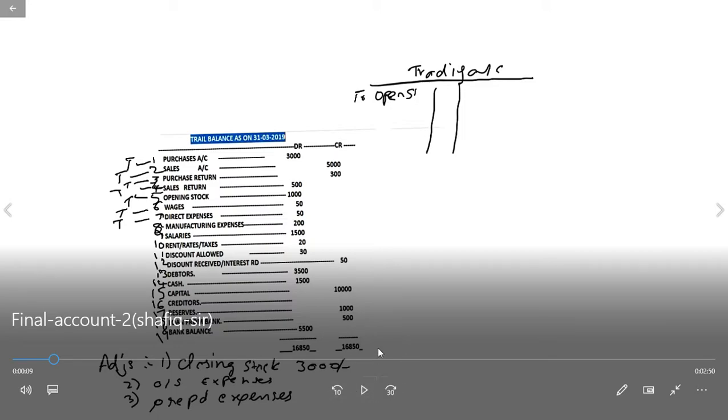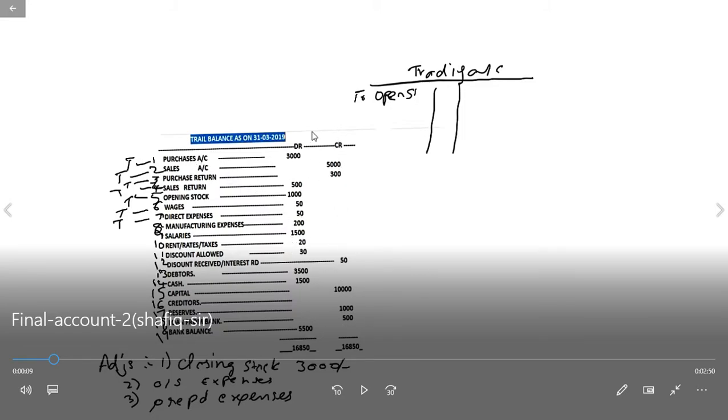Here you can see the question. I've already taken it from some other source. So you have purchases here 3000, sales 5000, purchase return 300, sales return 500, opening stock 1000, and all these are the balances extracted from ledgers. All debit balances are written on the debit column. All credit balances of ledgers are written on the credit column.